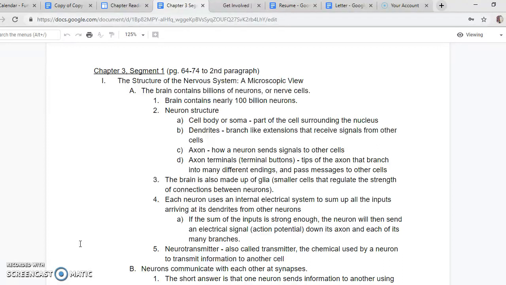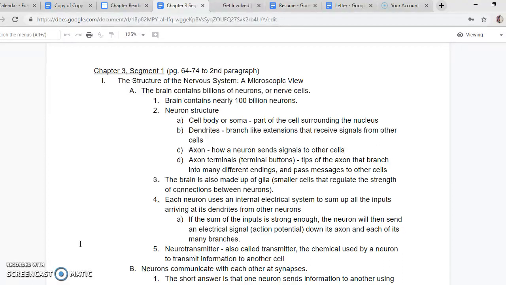So the dendrites receive the signal, it goes to the cell body, then it will transport that signal using the axon. Axon terminals, sometimes called the terminal buttons, are the very tips of the axon that branch into many different endings and pass messages onto other cells. So this is how one single axon can send messages to multiple different cells.